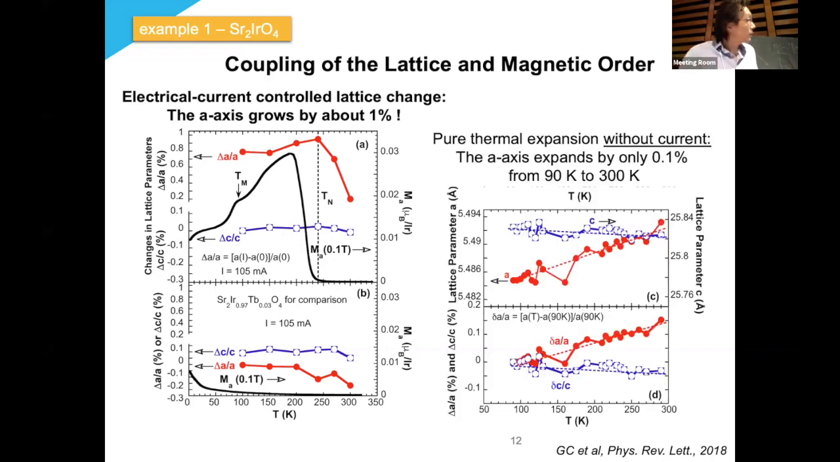So we also measured the thermal expansion for the same compound, from 90 Kelvin to 300 Kelvin, without current. We just want to see what the thermal expansion is if it's self-heating. Here, the thermal expansion is at most about 0.1%, compared to about 1%, so 3 times smaller... actually about 10 times smaller. This gives us more confidence that there is indeed something going on in this structure when we apply electric current.